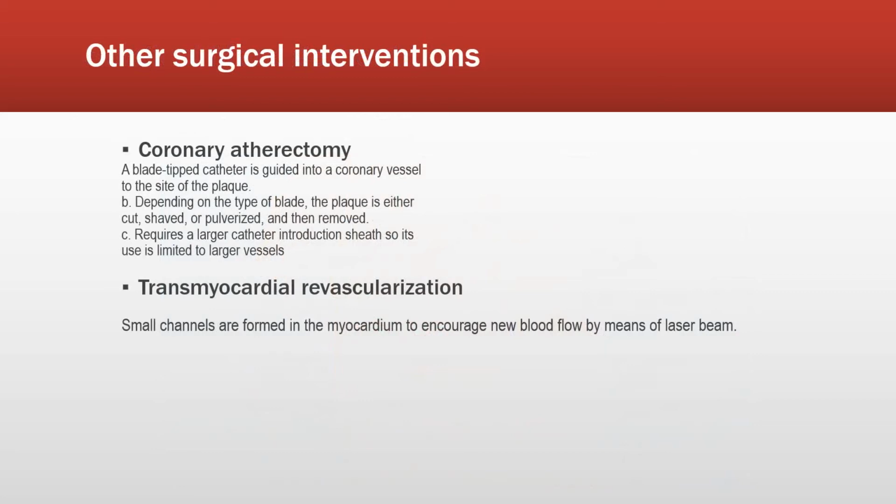Other surgical interventions include coronary atherectomy and transmyocardial revascularization. In coronary atherectomy, a blade-tipped catheter is guided into a coronary vessel to the site of the plaque. Depending on the type of blade, the plaque is either cut, shaved, or pulverized, and then removed. It requires a larger catheter introduction sheath, so its use is limited to larger vessels. In transmyocardial revascularization, small channels are formed in the myocardium by means of a laser beam to encourage new blood flow.